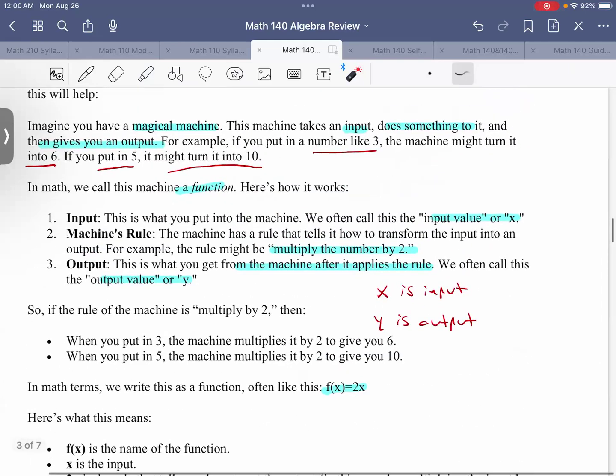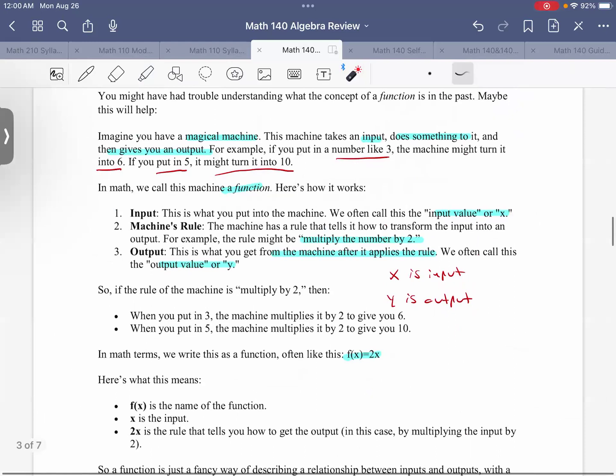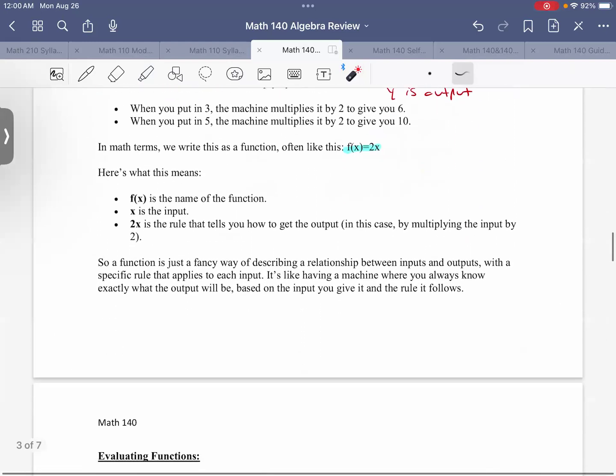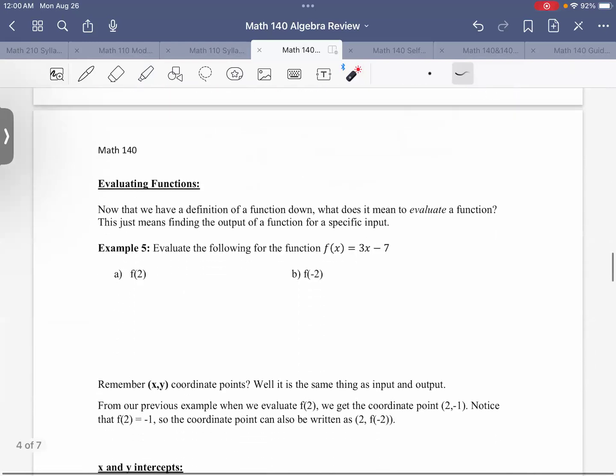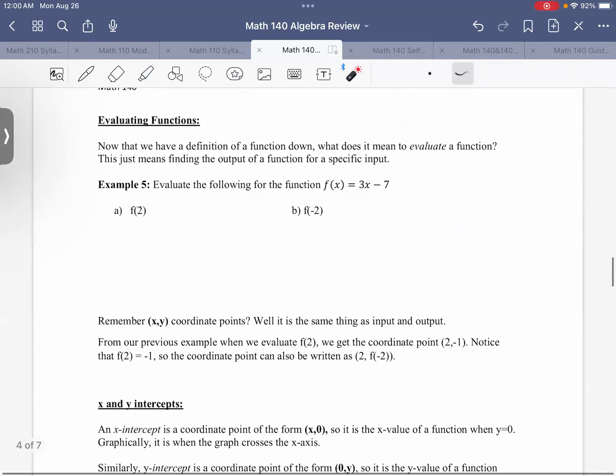Read through this again if you need to, kind of watch it again. But let's go ahead and keep going forward. So we have this really sort of definition or refresher of what a function is, but we're not going to be going through too many definitions of functions. We're just going to be working with them, right? And by working with them, what we're going to do is evaluate these functions.